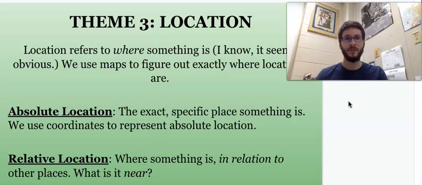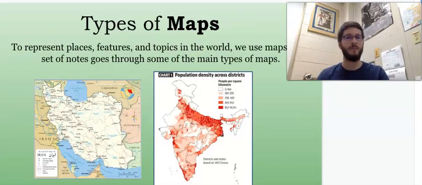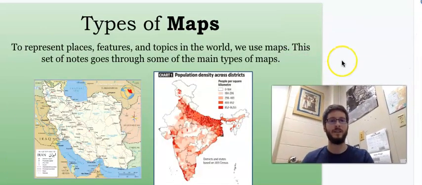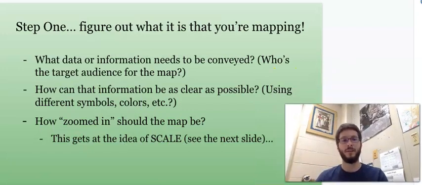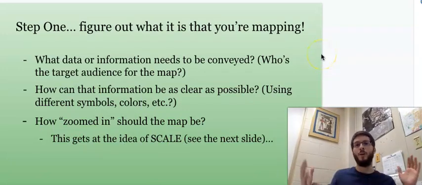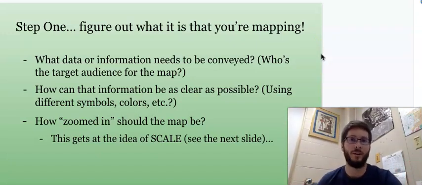Okay? To represent the places that we look at in the world, we use a whole bunch of maps in geography, right? So this class is going to be filled with maps, map after map. And to use maps, there's a few different types of maps, but before we get into that, we need to decide, hey, what actually is it that we're trying to get across using a map? So you have to figure out what information you're trying to convey.